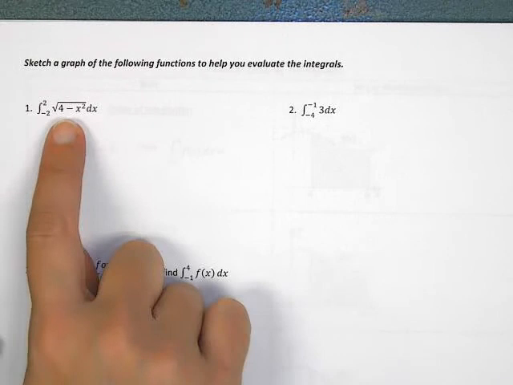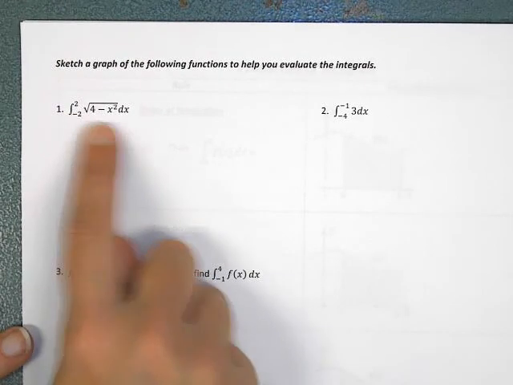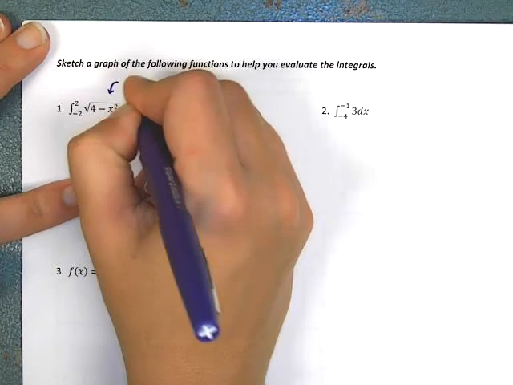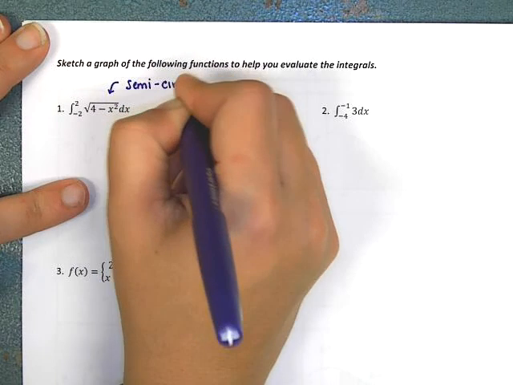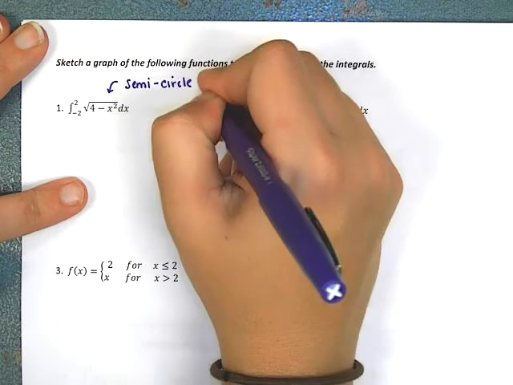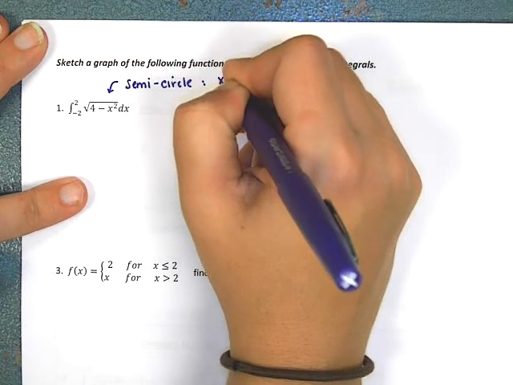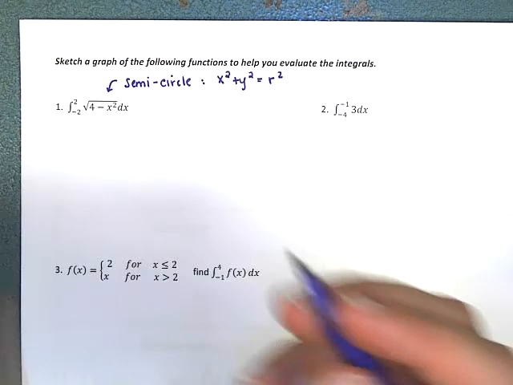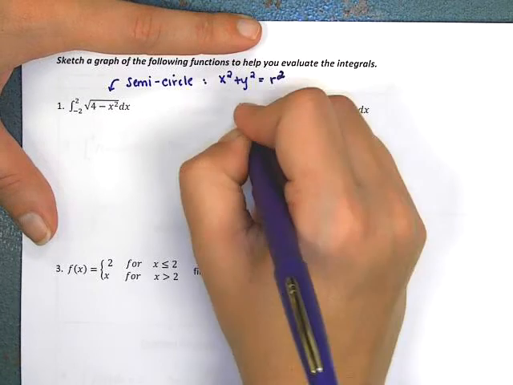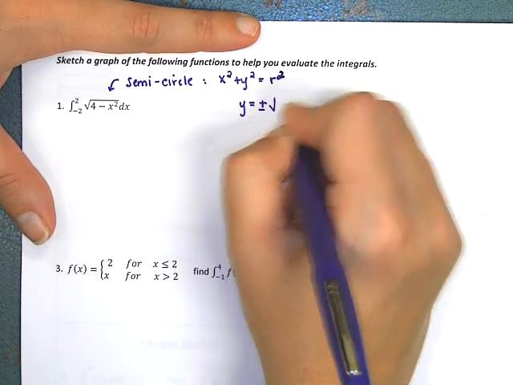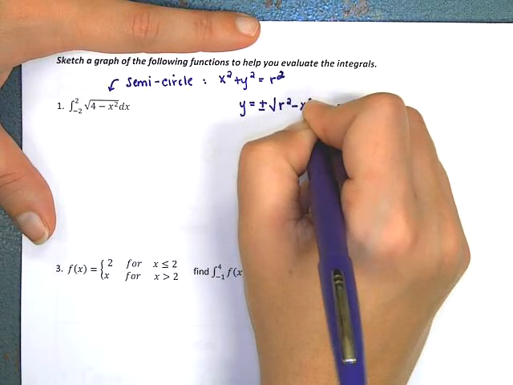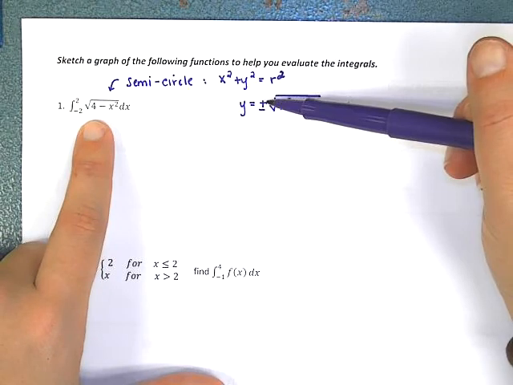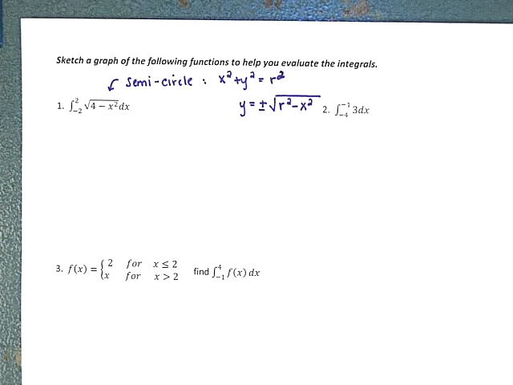So the first graph here is finding the area between -2 and 2 of this picture. Now this right here is a semicircle formula. And the reason I know that is because the equation of a circle is x squared plus y squared equals r squared, where r is the radius. So if you isolate y, you get plus or minus the square root of r squared minus x squared. So whenever you see a square root and it's just the positive, instead of getting the full circle, you just get half of the circle.